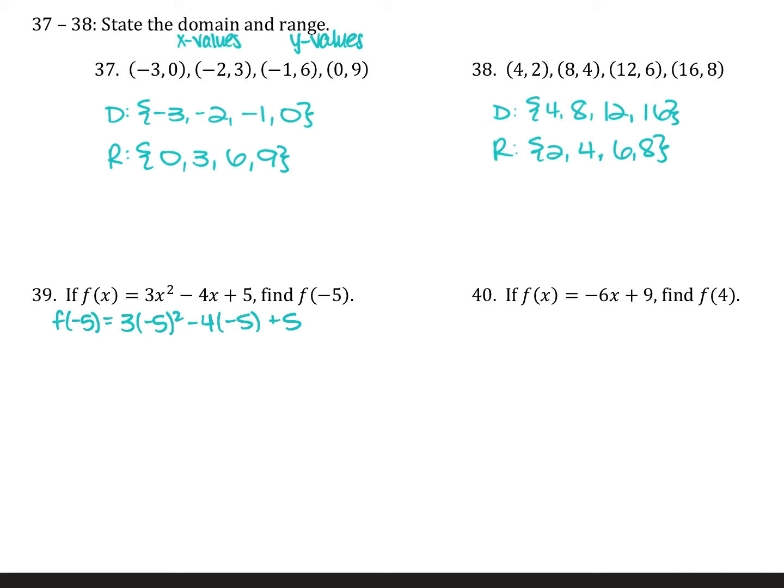The negative 5 squared gives us 25, so it's 3 times 25 minus 4 times negative 5 plus 5. From here, you can multiply: 3 times 25 is 75, not 72, 75. Then the negative 4 times negative 5 is a positive 20. So now you have 75 plus 20 plus 5, which is the same thing as 75 plus 25, and that is 100.